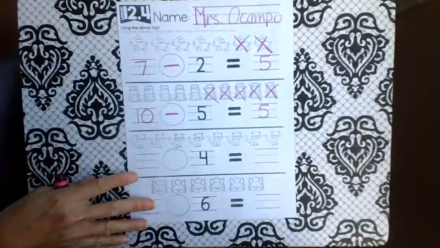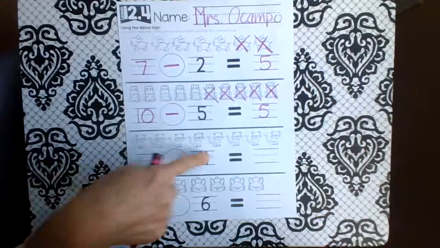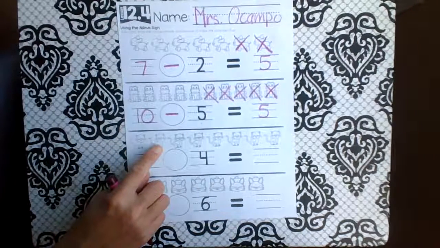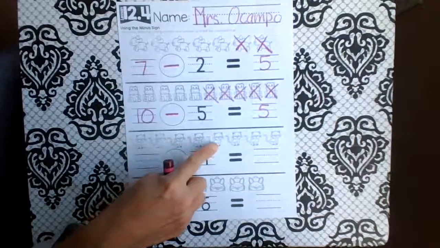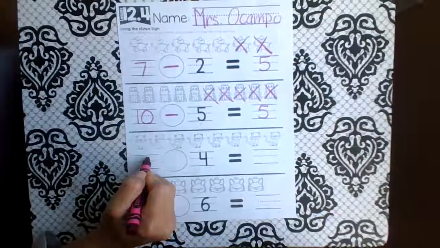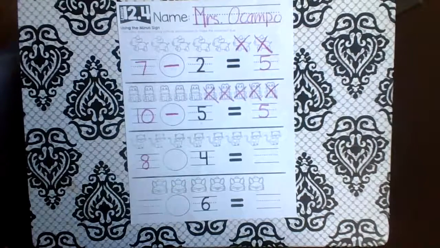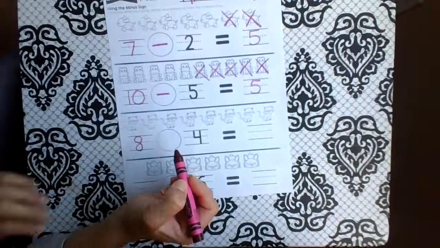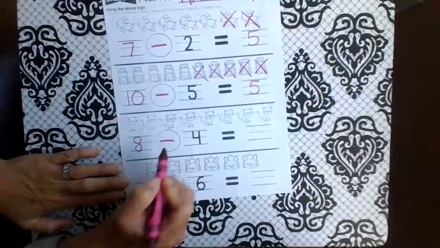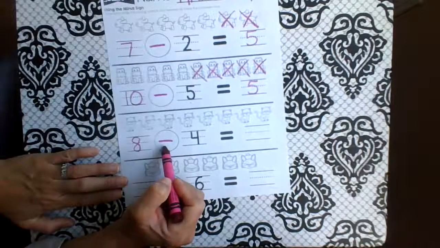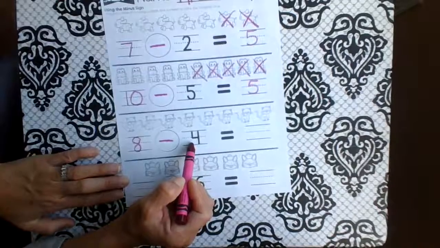Let's go to the kitty cats. We start with the biggest number, how many there are in total. You ready? Let's count. 1, 2, 3, 4, 5, 6, 7, 8. There are 8 kitty cats. Let's put our missing symbol, the minus. And this says 8 minus 4. So 4 are going away.